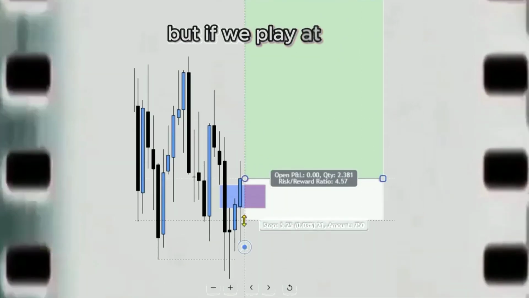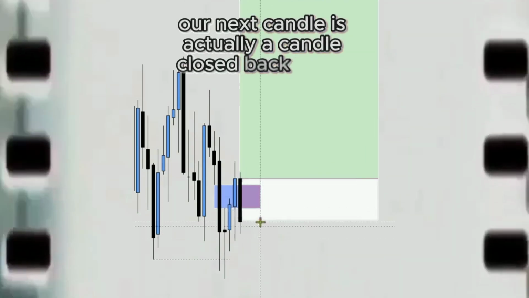But if we play out the price action, as you can see, our next candle is actually a candle close back below this fair value gap. Therefore, I have now taken a loss. So this was actually a perfect losing trade. I did lose this trade, but it was a perfect setup. And if I see the setup again tomorrow, I have an 80% chance that the setup will work.